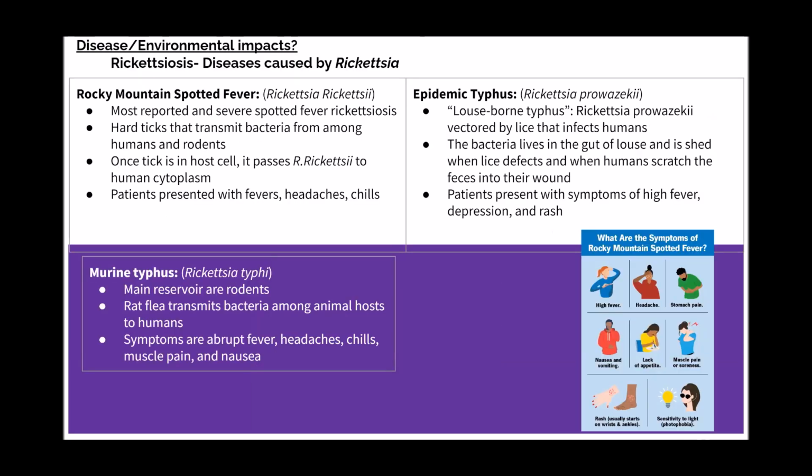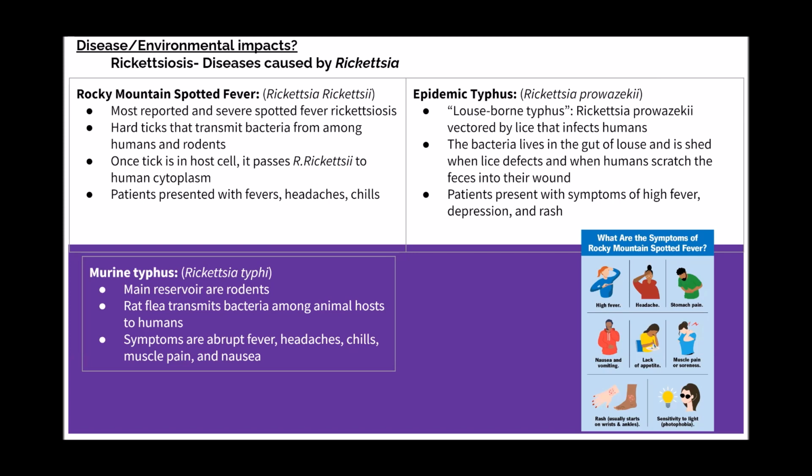The impacts of Rickettsia are pretty severe. These bacteria cause rickettsiosis, which are diseases caused by Rickettsia, and most often cause acute febrile illness symptoms. The three most well-known illnesses from Rickettsia are Rocky Mountain spotted fever, epidemic typhus, and murine typhus. Rocky Mountain spotted fever is caused by the bacteria Rickettsia rickettsii and is transmitted from hard ticks among rodents and within rodents and humans. The patients present with fevers, headaches, and chills.